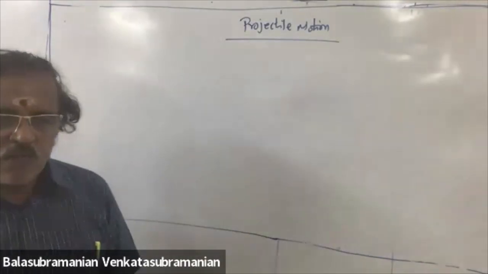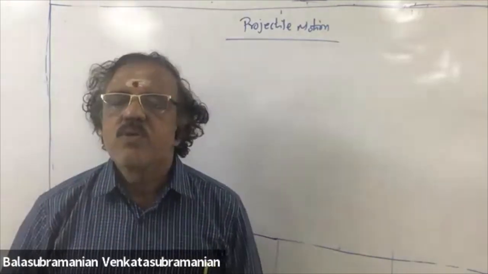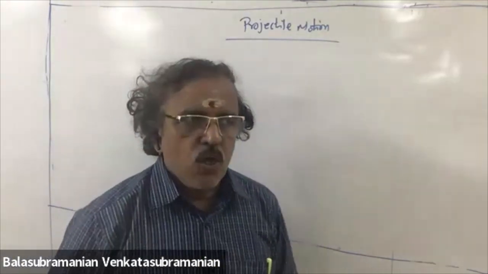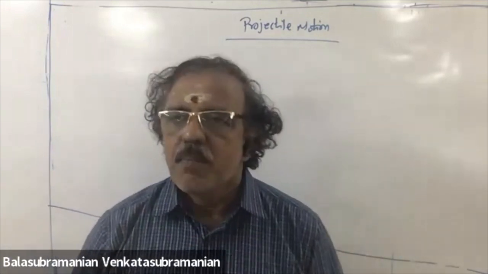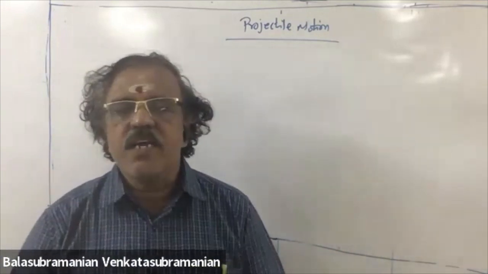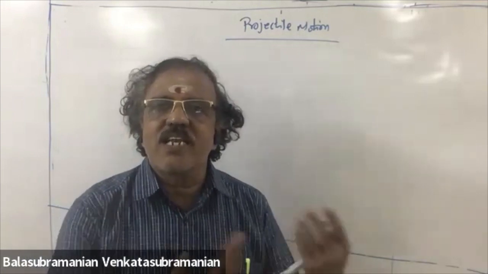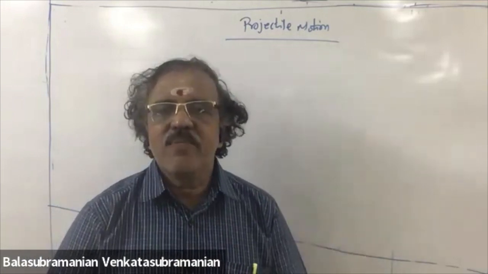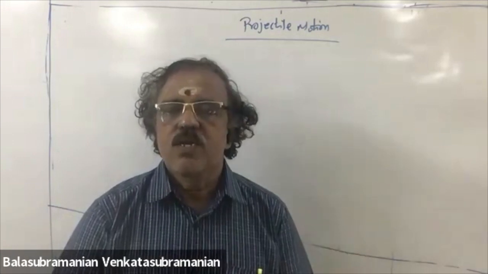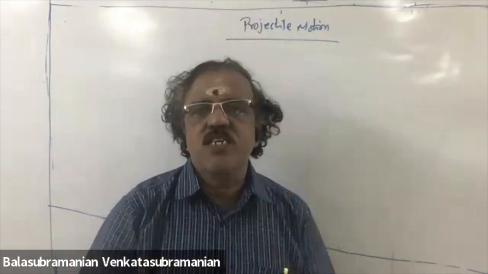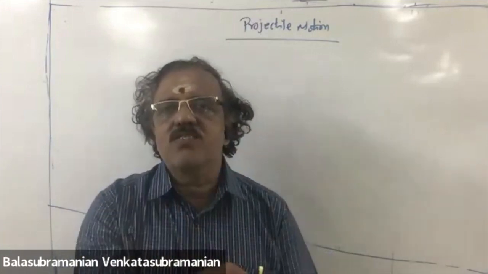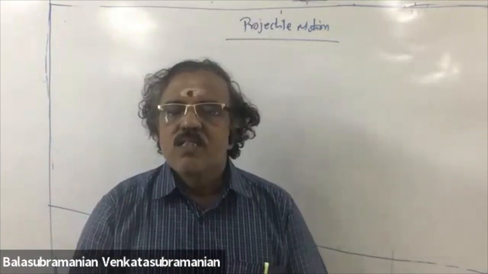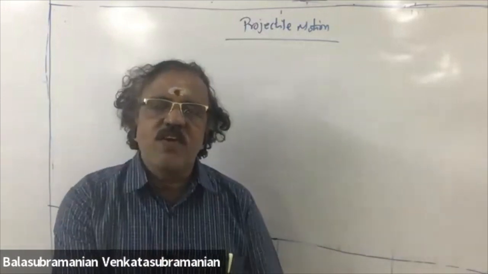Sir, in the case of projectile motion, you are giving an initial velocity to the body. Based on the initial velocity, the body follows a trajectory. Trajectory means path of projection. You are giving some initial velocity. The body is thrown with a velocity. The body is projected with a velocity.